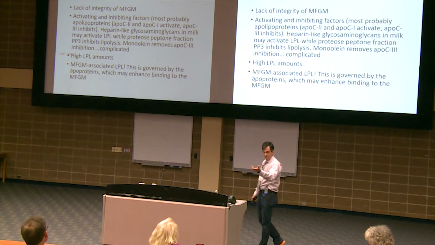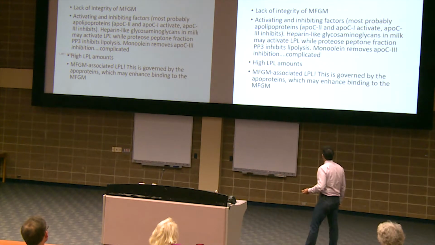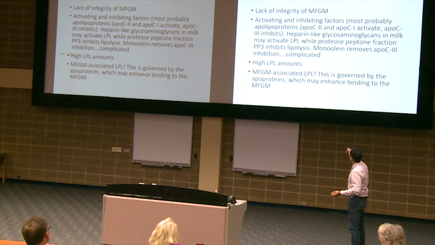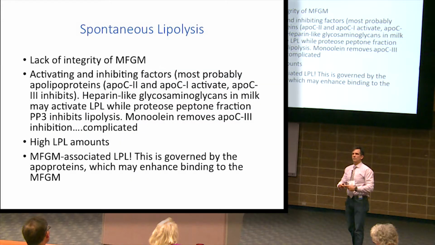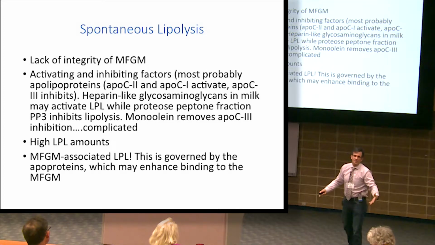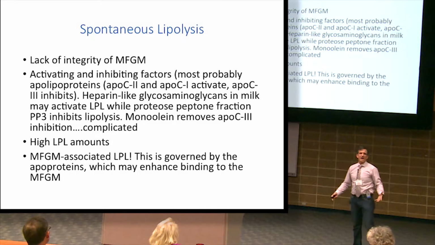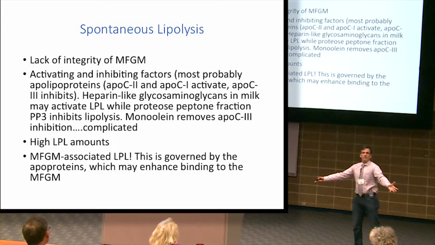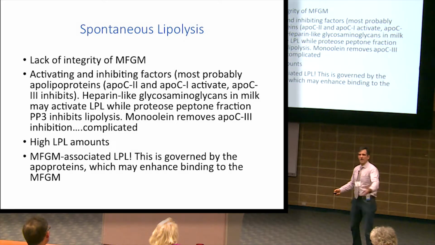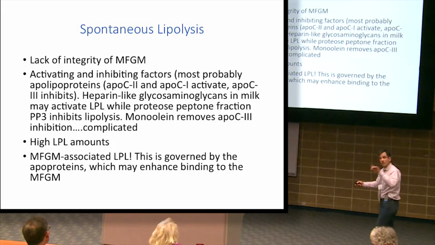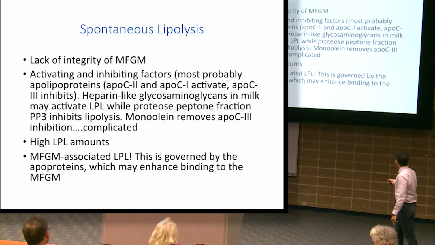Now, let's continue with the spontaneous lipolysis. It's really due to a lack of integrity of that milk fat globule membrane. And then if you really looked at induced, what I'm going to talk about, it's still talking about the milk fat globule membrane. So I don't know why they divide it into two. It seems like it's all about the milk fat globule membrane and what anything or everybody or anybody does to that milk fat globule membrane.